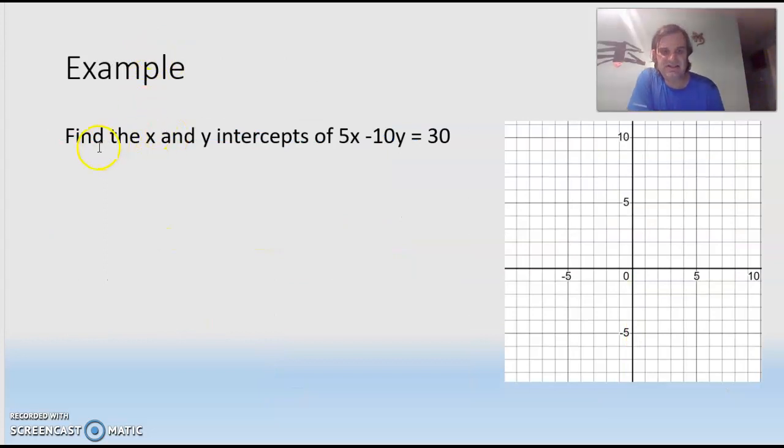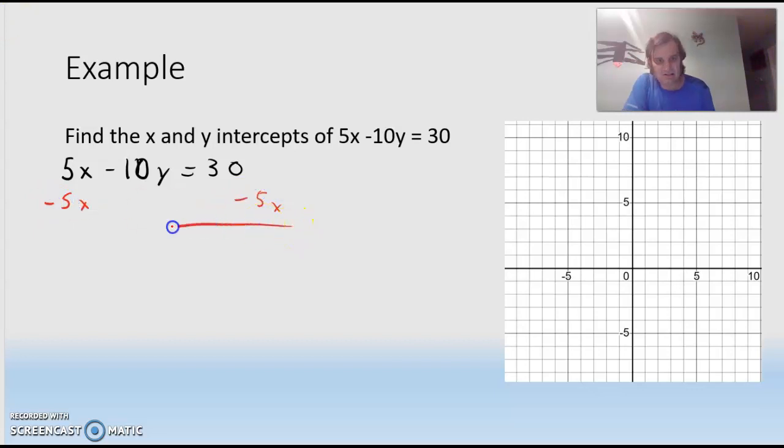So here is an equation, and it says find the x and y intercepts, and the equation is 5x minus 10y equals 30. So the first thing I want to do is take this and put it in y equals mx plus b form. Now, nothing saying I have to answer this question, but we're going to. So we need to get y by itself. So I'm going to move the 5x over. And that gives me negative 10y equals negative 5x plus 30.